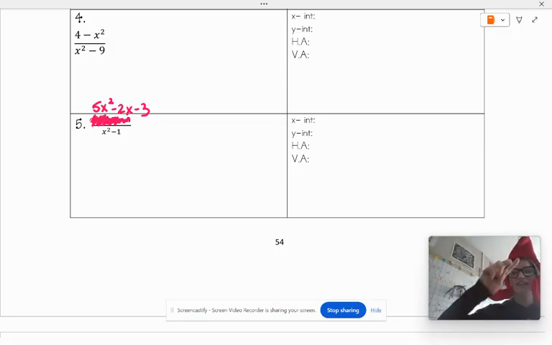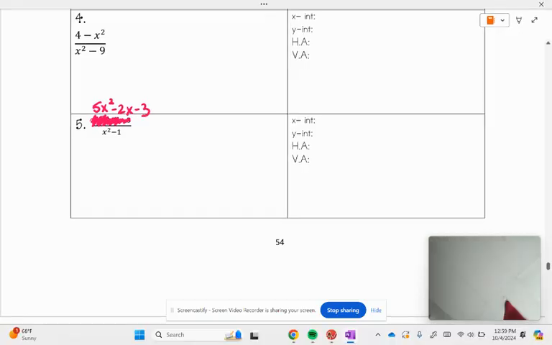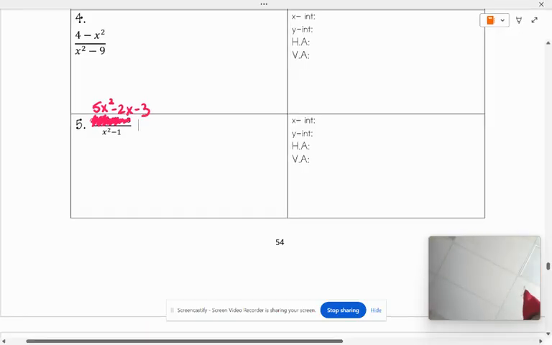The instructions here say that I need to find the x-intercepts, the y-intercepts, the horizontal asymptotes, and the vertical asymptotes. Let's go ahead and do so. Now, it's not entirely sure what this looks like, so what I'm going to do is factor the numerator, factor the denominator, and see where I end up.